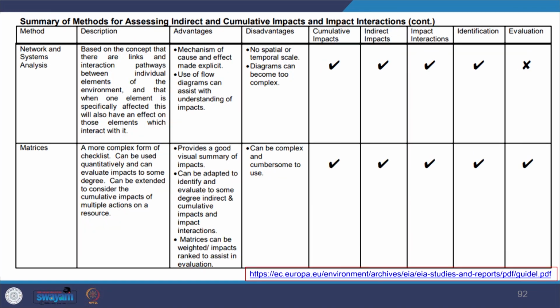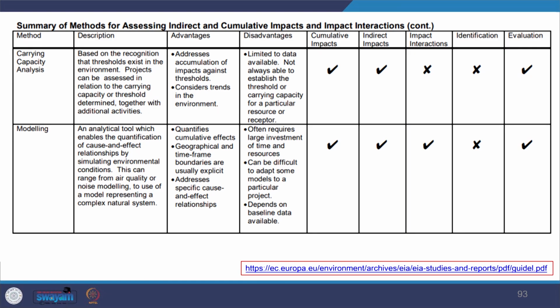So all these methods can be used. Then you also have network and system analysis, and matrices, which can be used here. All these are for the purpose of assessment. Then you can also look at carrying capacity analysis, and for higher-level assessment, you can do modeling, which can help you quantify the cumulative effects. You can also consider the geographical extent and the time frame, and you can look at different scenarios. Those are all available to you.